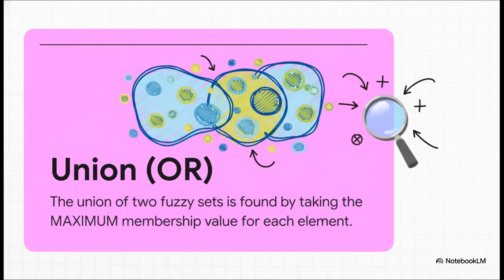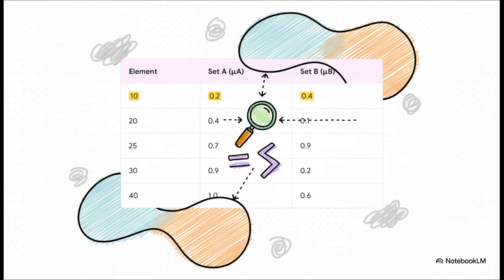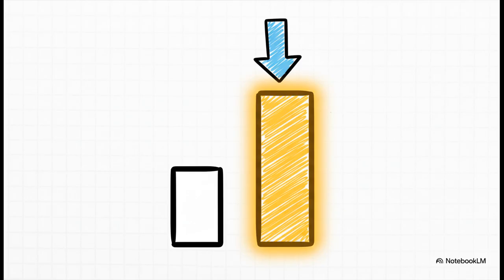First up, we've got the union, which is basically the fuzzy version of OR. And the rule here could not be simpler. For any given element, you just pick the maximum membership value you see between the two sets. So let's take element 10 as our first example. In set A, its membership value is 0.2. Over in set B, it's 0.4. All we have to do now is compare those two numbers. And since 0.4 is the bigger number, the membership for element 10 in our new combined union set is 0.4. See? Simple. You just repeat that exact same process for every single element down the line.